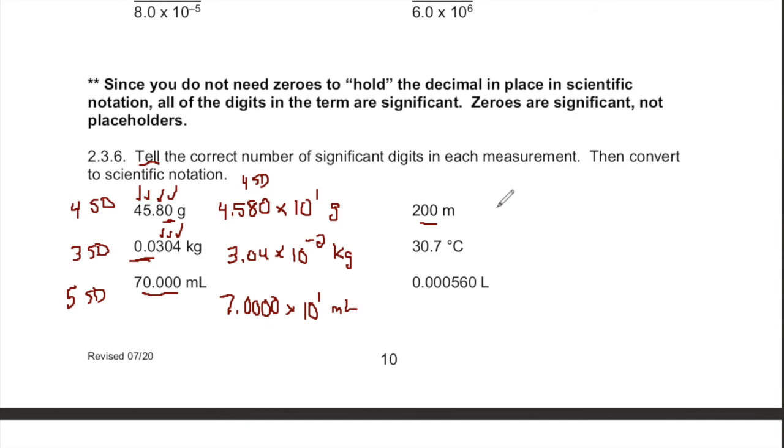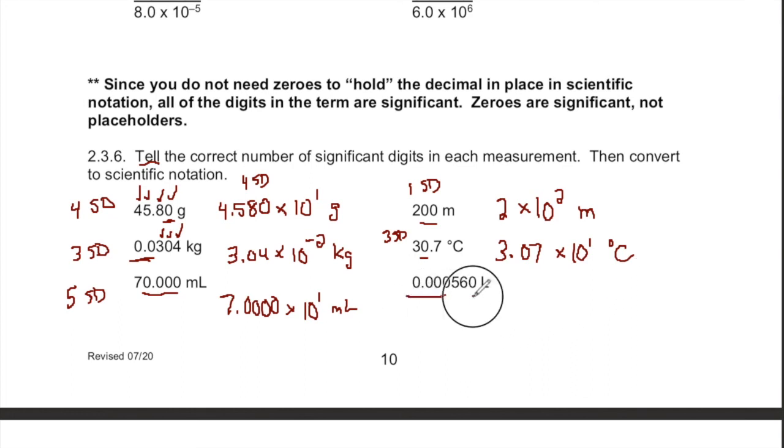These ones are not significant, so we are just going to keep 1 significant digit, 2 times 10 to the 2 meters. This one in between is significant, so there are 3 significant digits here. We're going to keep all 3 when we convert it. 3.07 times 10 to the 1 degrees Celsius. These are not significant, but this one is. So this number has 3 significant digits. We're going to keep 3 significant digits when we convert it to scientific notation. So we have 5.60 times 10 to the negative 4 liters.